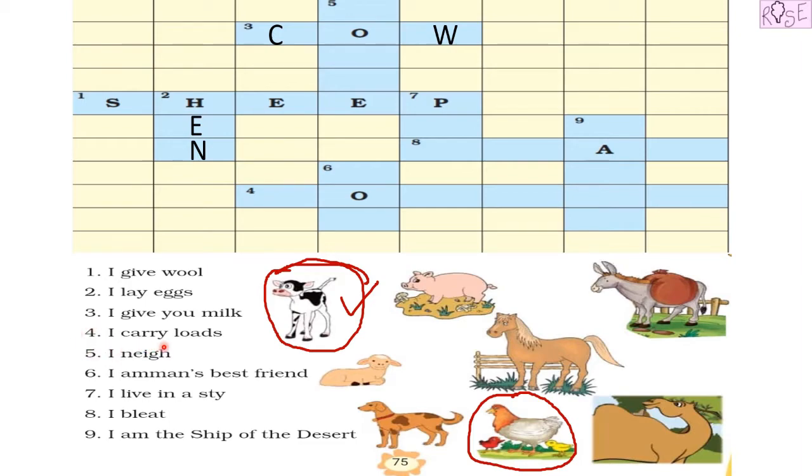Next is 4. That is I carry loads. So in this picture, which animal is carrying load? This animal is carrying load. And what is the name of this animal? Do you know the name of this animal which is carrying load? Its name is donkey. So we'll write donkey in the column 4. Let's write D. O is already written. O, N, K, E, and the last letter is Y, donkey.